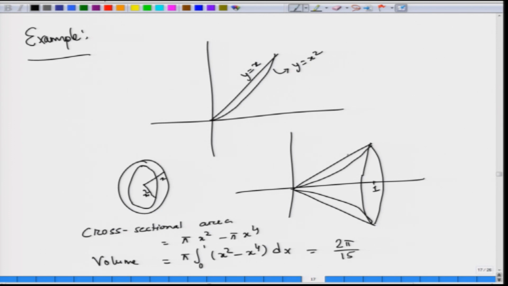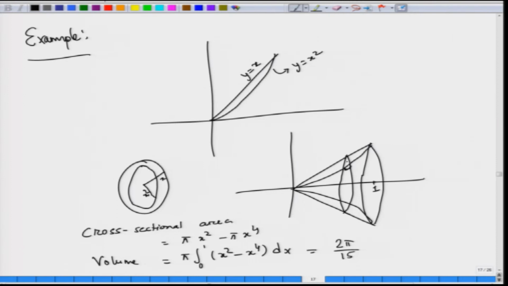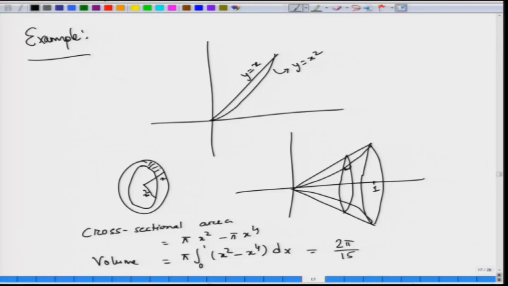Because you see, if you take the cross section here, then you are going to get a bigger circle and this is going to give you a smaller circle. So, the area is what you would like to get, because you are going to get the hollowness inside. So, this cross section is nothing but this area minus this area, because if you rotate like this, you get a solid which is something like this, and inside it is hollow.